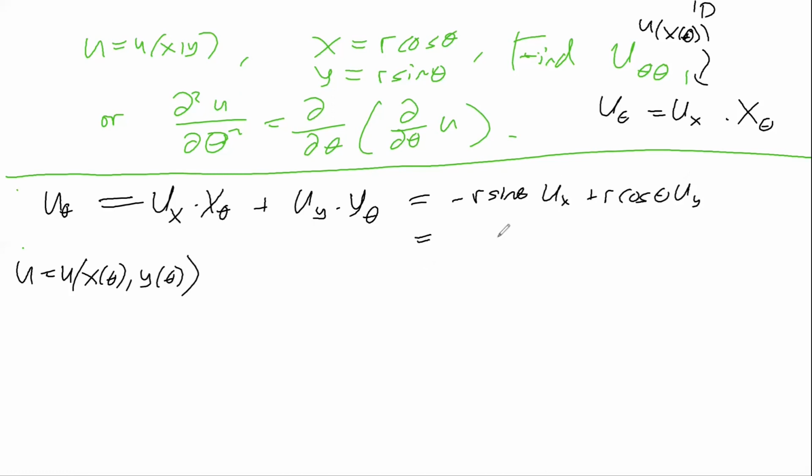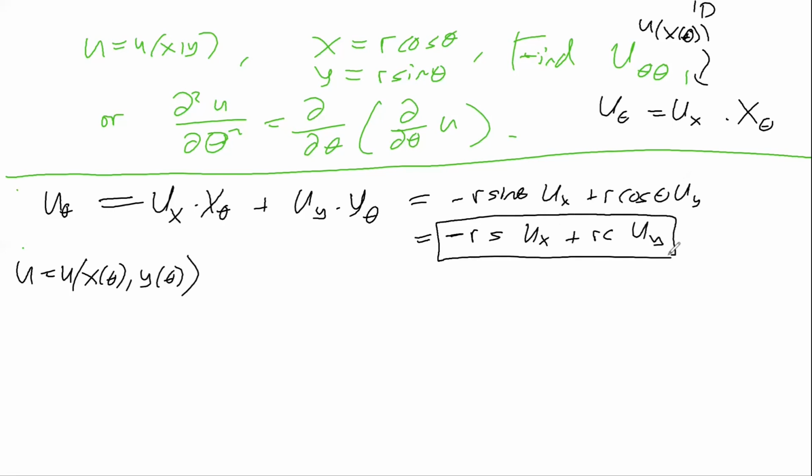And because I'm the laziest person on the planet, I'm going to say minus rs ux plus rc uy, as if u sub y is not already lazy enough. So now we have u theta, and this formula is going to be crucial because we'll be using it again. Because actually, it'll be helpful to evaluate u theta x and u theta y. So first of all, let's just take the second derivative of u theta. So it's the theta derivative of this expression.